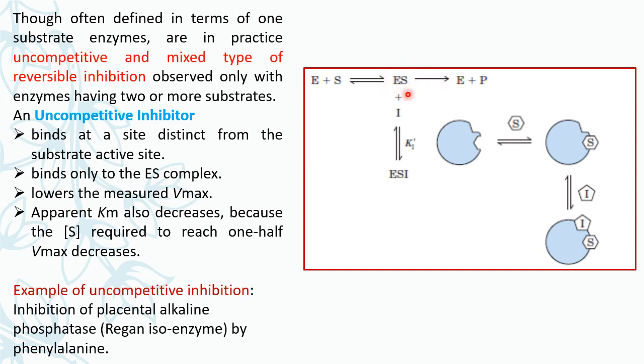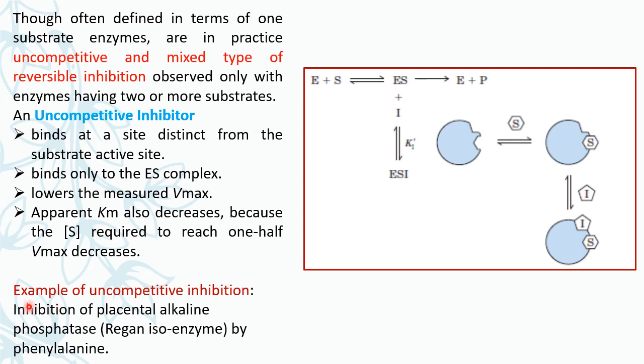Once ES is formed, then ES can bind with the inhibitor, and the enzyme substrate inhibitor complex will form. So no product development, but substrate is utilized. So the enzyme thinks, yes, substrate is right, but no product is formed. So there is no product inhibition. Rather, you have to produce the product. So that is why affinity towards the substrate apparently increases. That means Km is decreased. So apparent Km also decreased because the concentration of substrate required to reach 1/2 Vmax decreases.